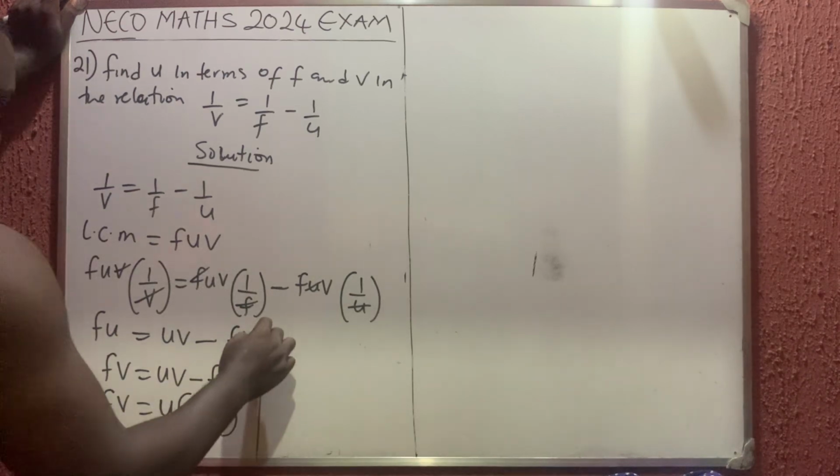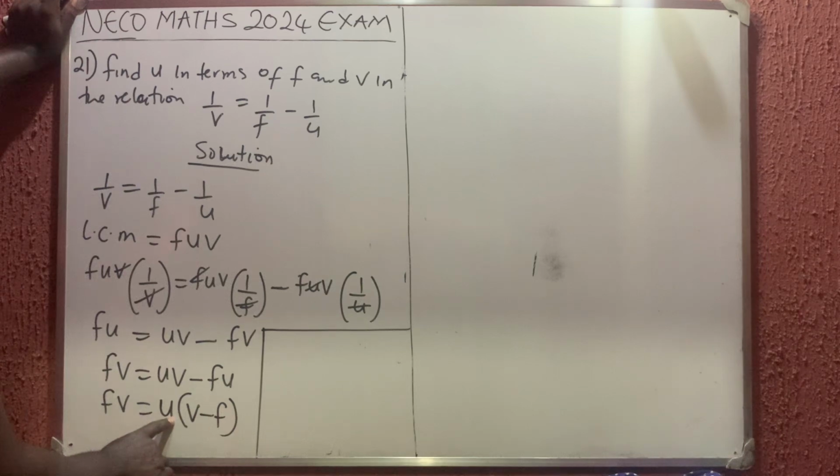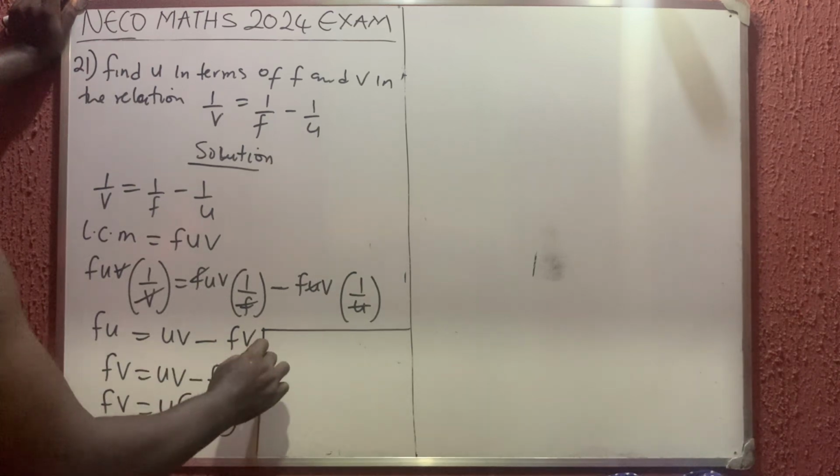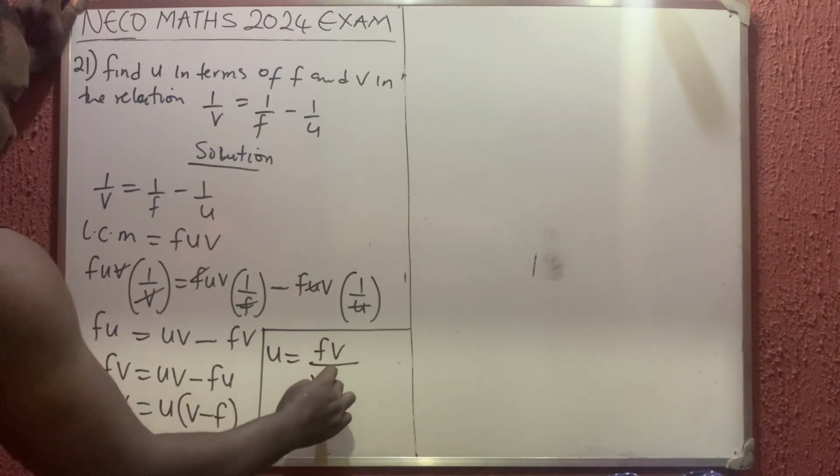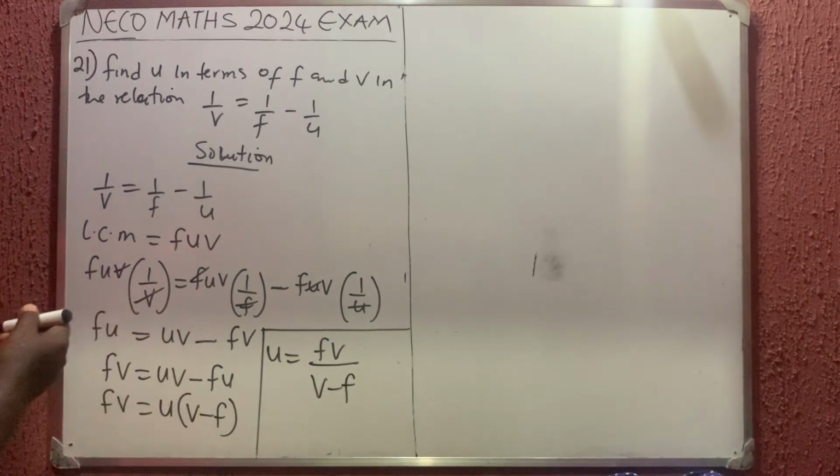So now let me finish it up here. To make U the subject of the formula is just to bring this one down. So my U will now be FV all over V minus F. Okay, so that is that for that.